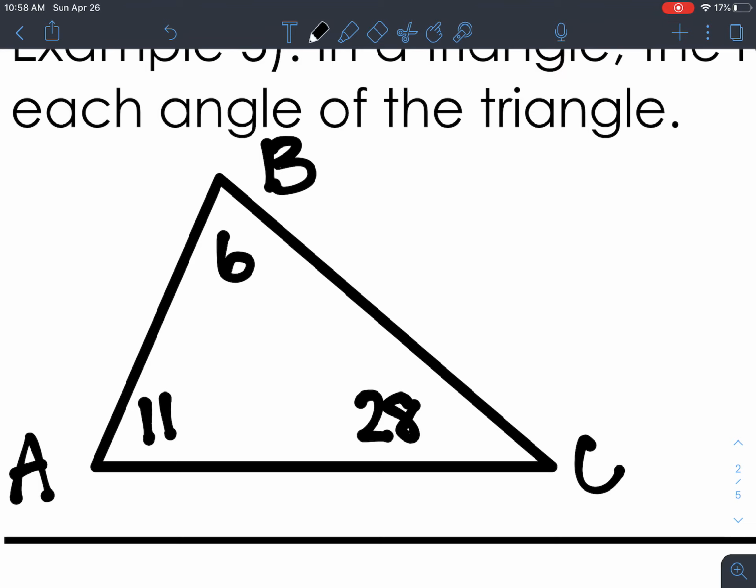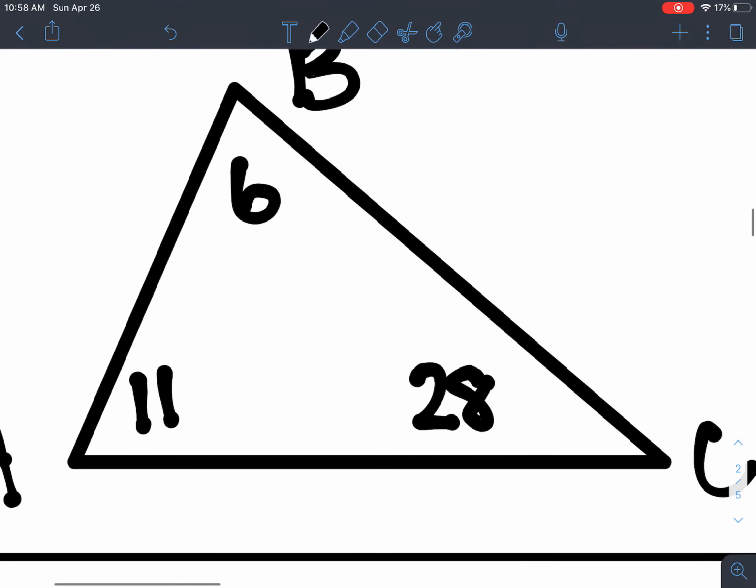Well, what do we know about the angles within a triangle? They have to add up to 180 degrees, right? So if you added 11 plus 6 plus 28, would you get 180 degrees? No. So what that means is that they had to divide a number out of each of these in order to get to a reduced ratio, right? So to figure that out, we're going to now tuck an x behind all of those to represent the number that they had divided out.